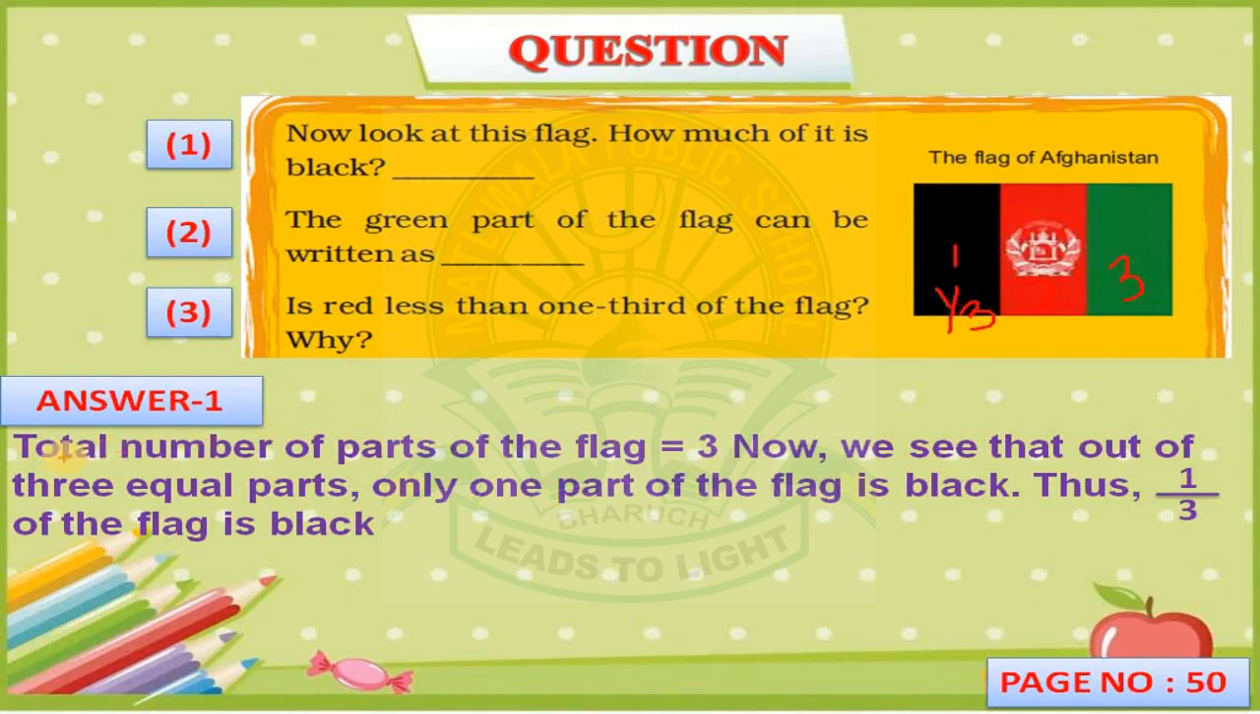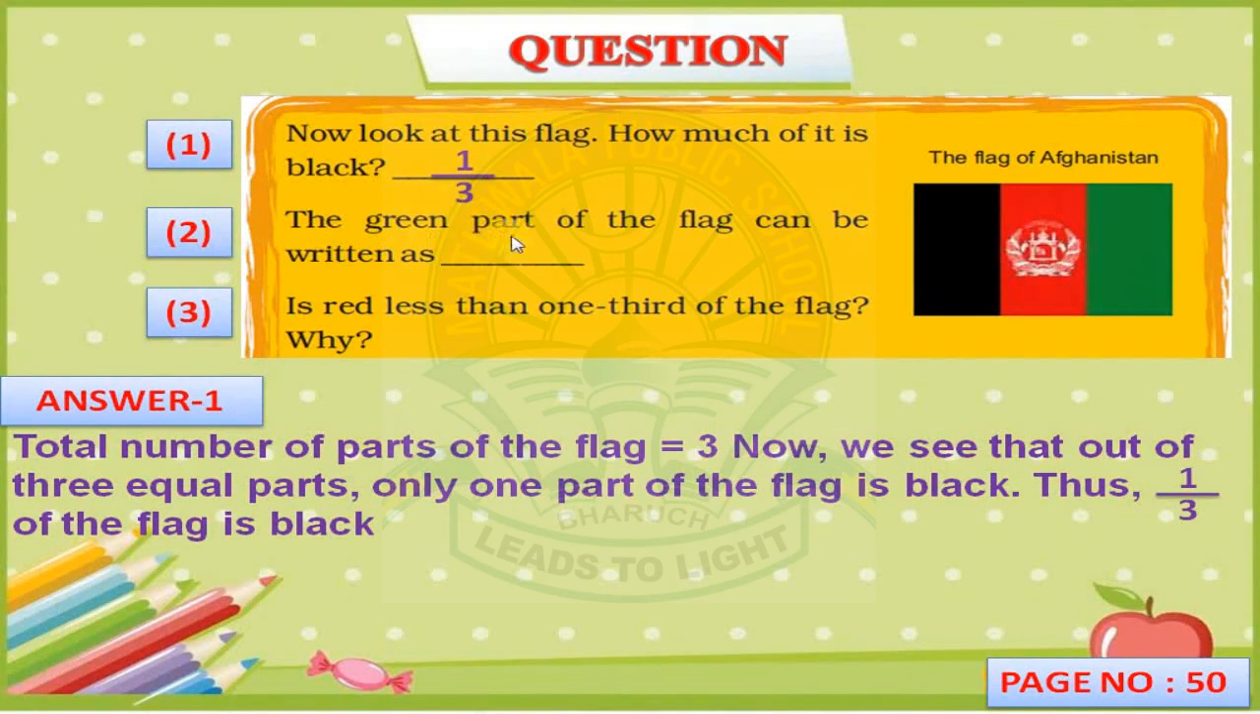Clear? So I have written the answer here. Total number of parts of the flag is equal to 3. Now we see that out of 3 equal parts, only one part of the flag is black. Thus 1/3 of the flag is black. So the answer should be 1/3, which I have written here.